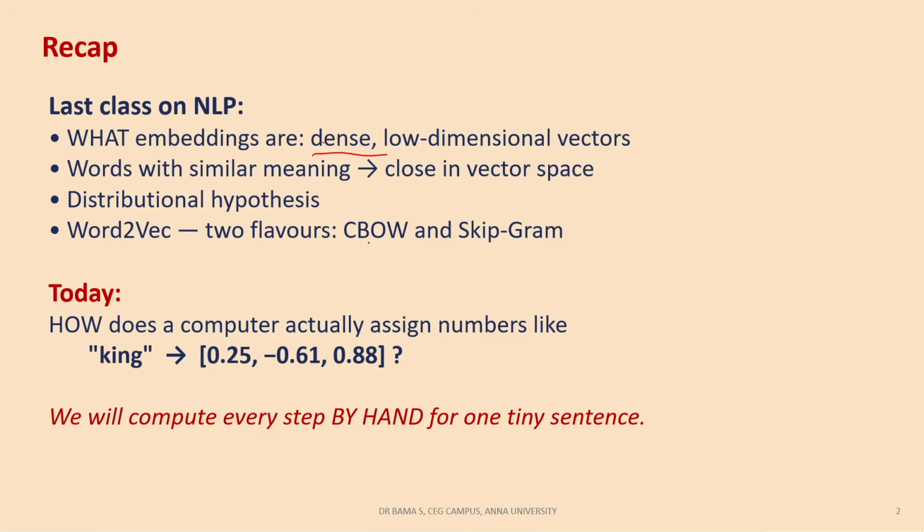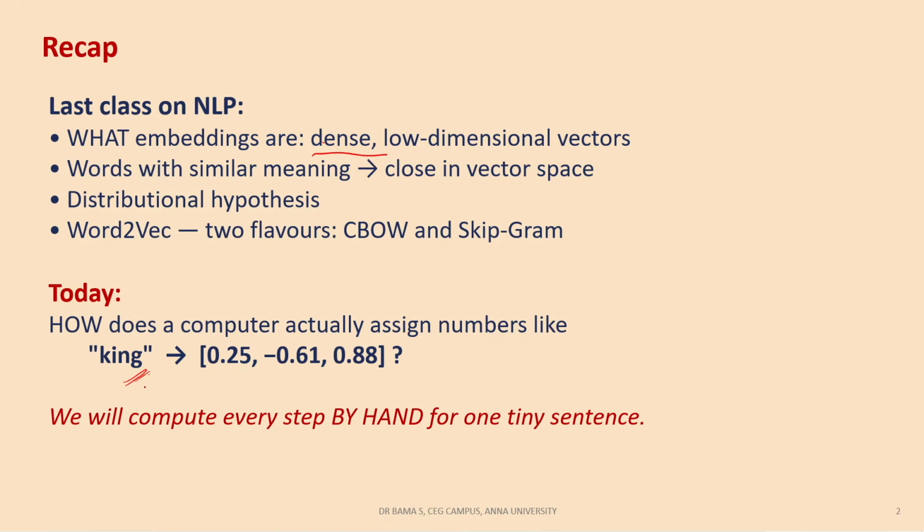And we also dealt with two types of embeddings. One was CBOW, continuous bag of words, and the other skip gram. We saw examples of both, and today we will go deeper into that. For example, if you have a word called king, how is it getting converted into numbers like 0.25, minus 0.61 and 0.88? How does it work?